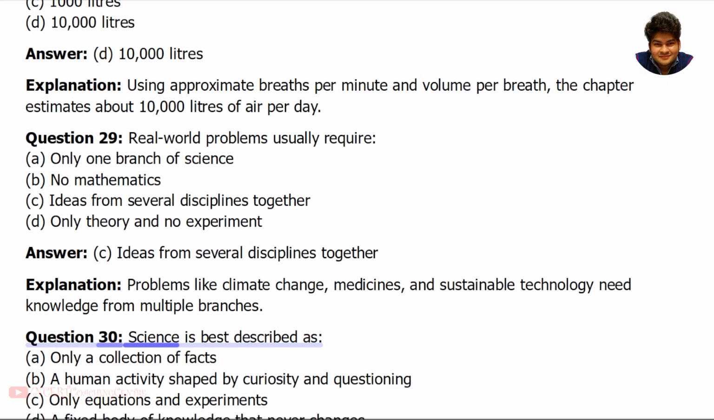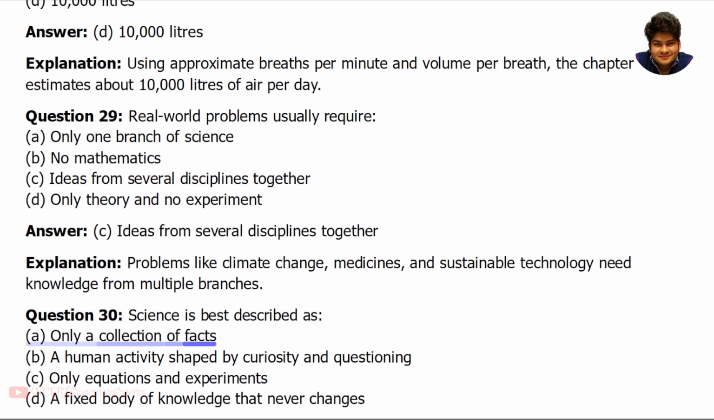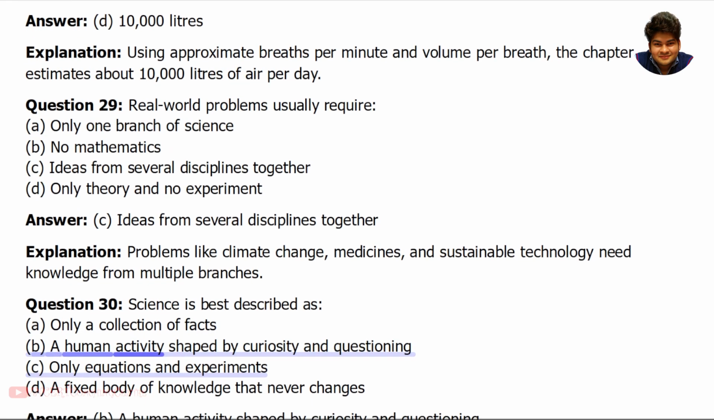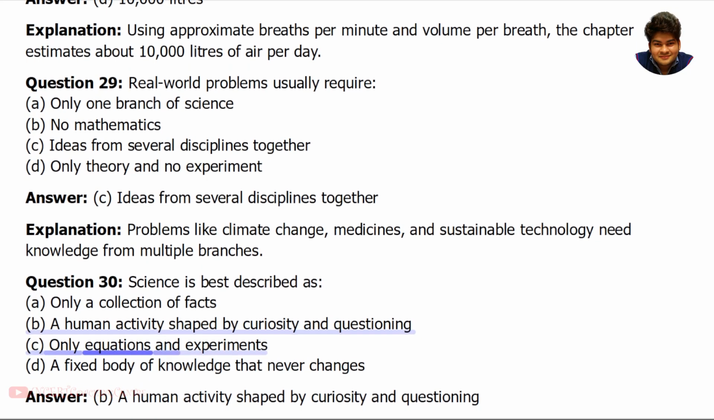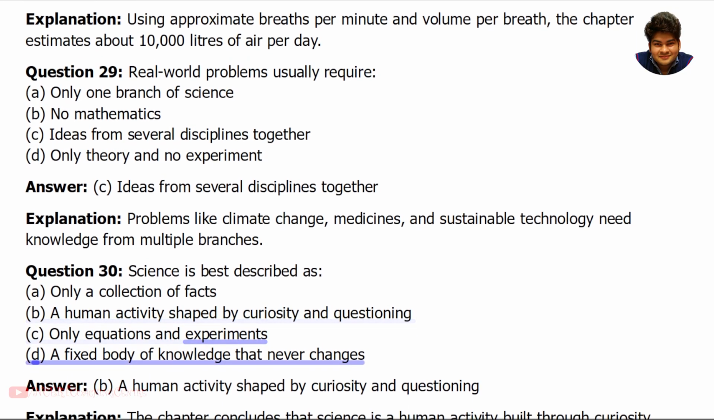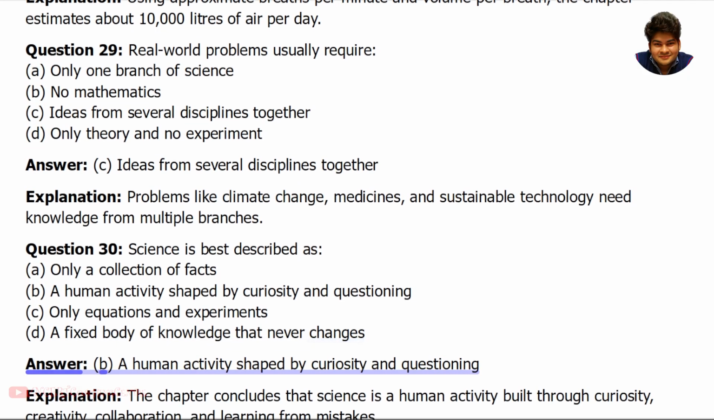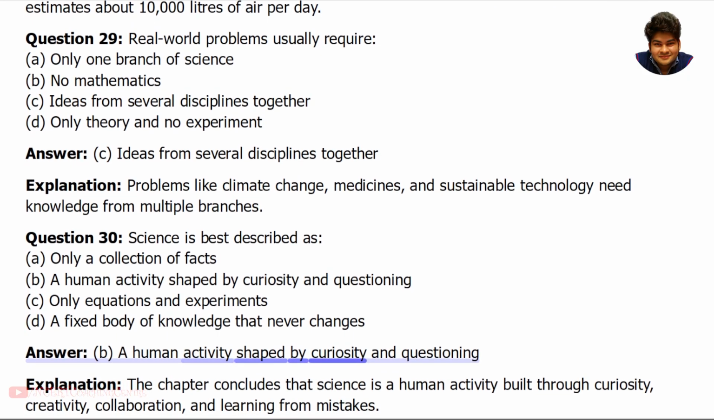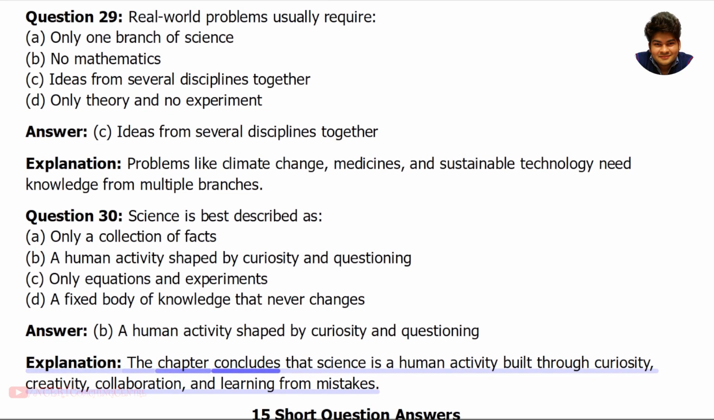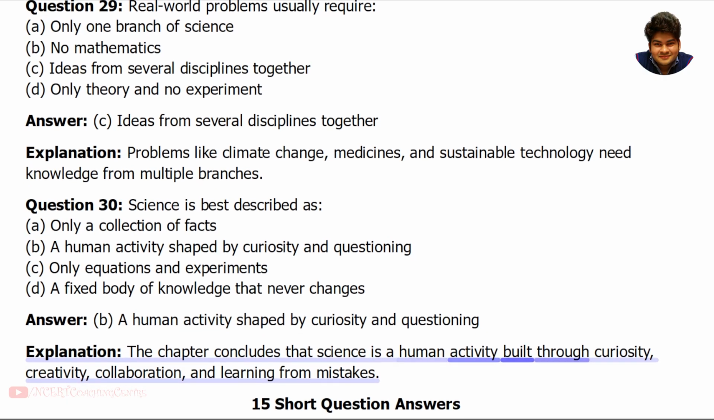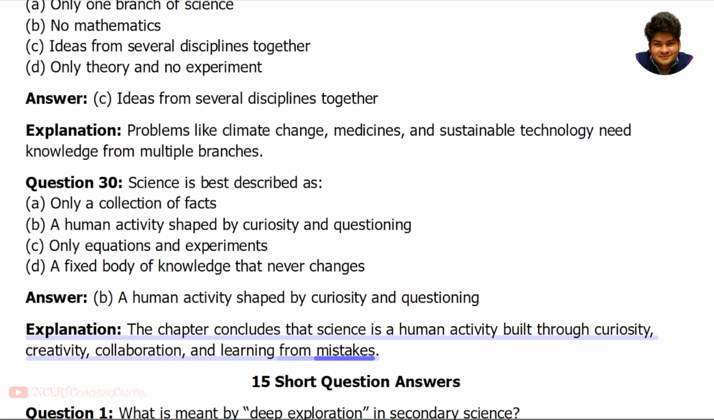Question 30. Science is best described as A. Only a collection of facts. B. A human activity shaped by curiosity and questioning. C. Only equations and experiments. D. A fixed body of knowledge that never changes. Answer: B. A human activity shaped by curiosity and questioning. Explanation: the chapter concludes that science is a human activity built through curiosity, creativity, collaboration, and learning from mistakes.